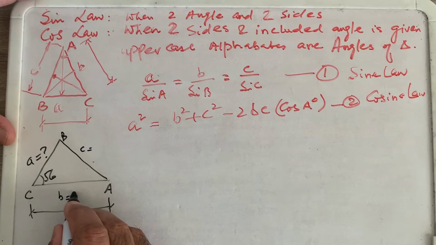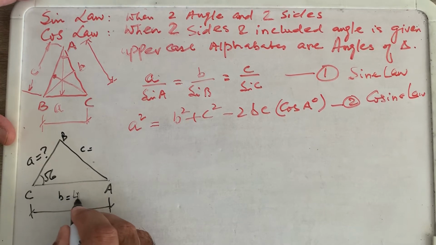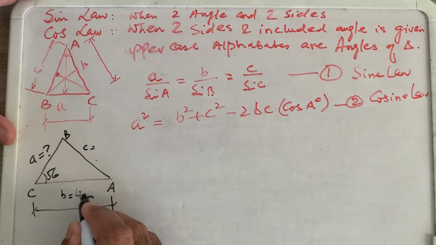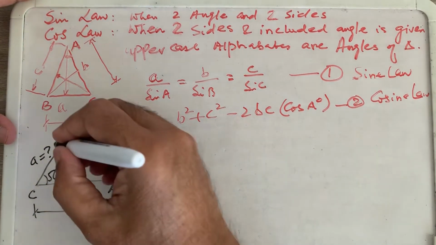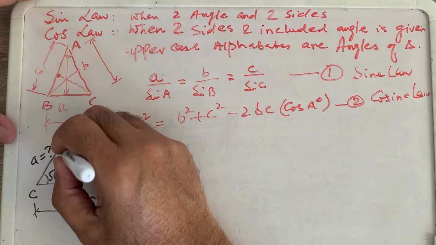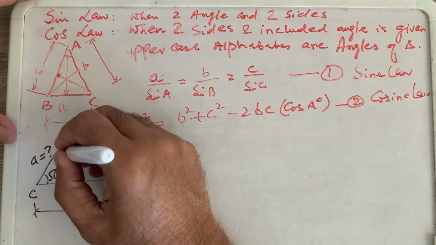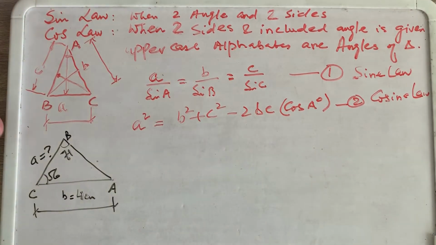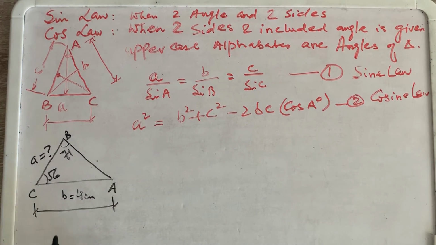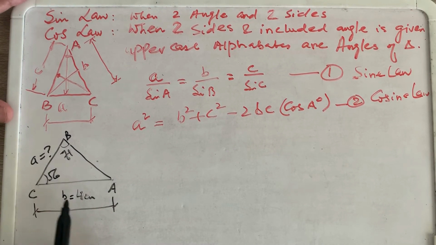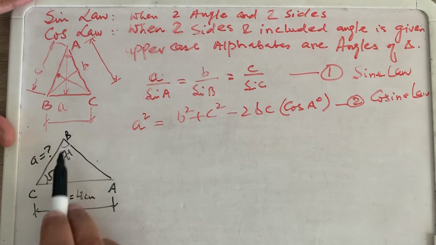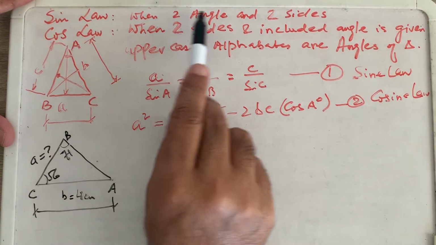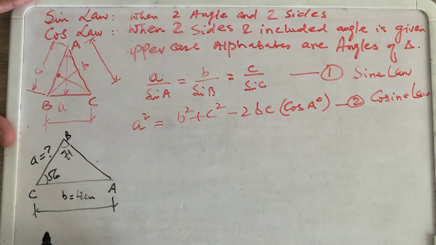But in this question, you can see that b is equal to 4 centimeter, which is given. And what is unknown here? A is unknown, and this angle is given, which is 71. So what is happening in this triangle? We can see that two angles are given, and of the two sides, one side is known and the other side is unknown. So when two angles are given, we use sine law.